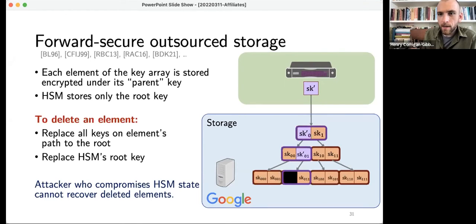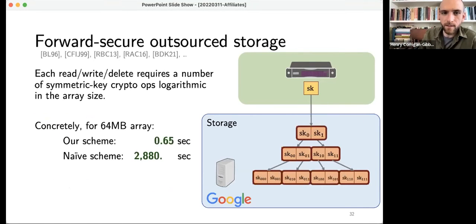So this is how we use this forward secure outsourced storage idea to allow the HSM to outsource the storage of this big secret key array while still letting it delete elements of the array. The other nice thing about this, because we're working with a tree structure, is that each operation on this data structure only requires a logarithmic number of symmetric key crypto operations in the size of the array.